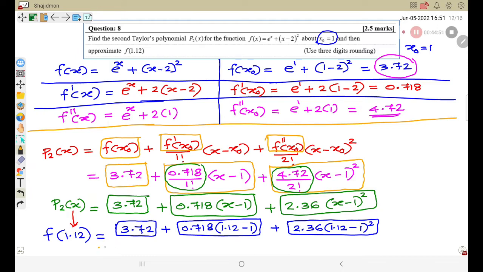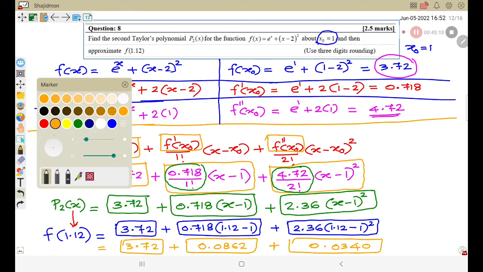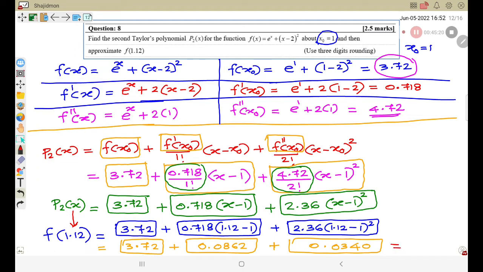Check the three-digit rounding separately. The first number is the same, 3.72. The second number you can check by calculator, and the third number also by calculator, and then we add them. For the second number you will get 0.0862, and for the third number you will get 0.0340. Now adding them all, you will get 3.84. This is the approximate value of f of 1.12. I hope you understood this question.